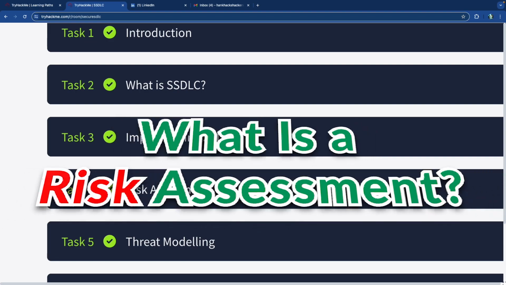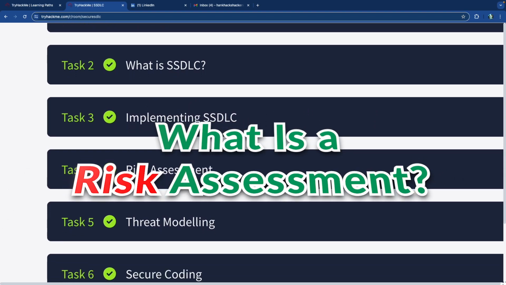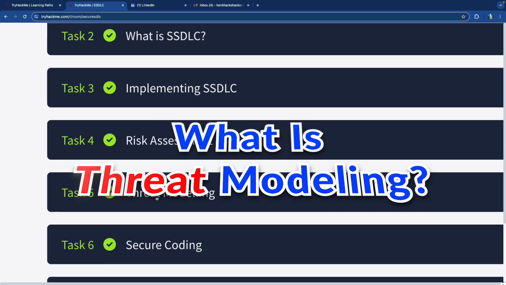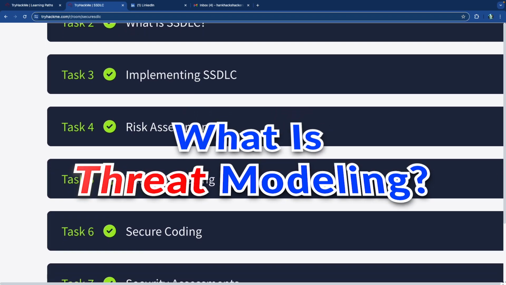And then what is a risk assessment, right? What are the different pieces that go into a risk assessment? What is a threat model? How do you do threat modeling? What's the purpose of threat modeling?